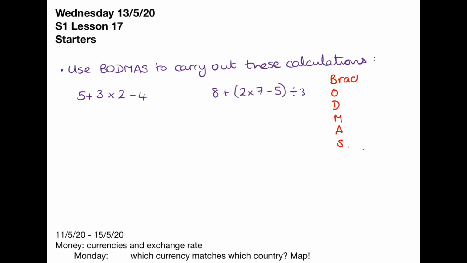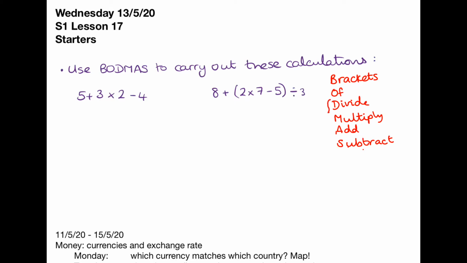It was brackets, of, divide, multiply, add and subtract. But basically the point of this is to make sure we get the same answer every time, that there's no ambiguity or vagueness or doubt about what the answer should be.